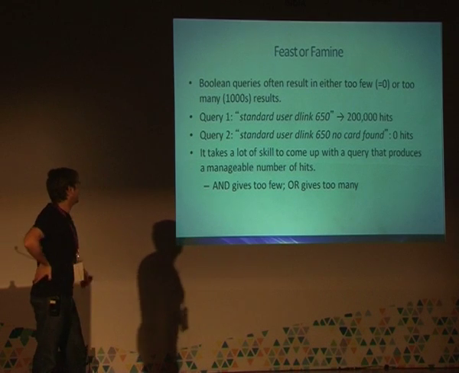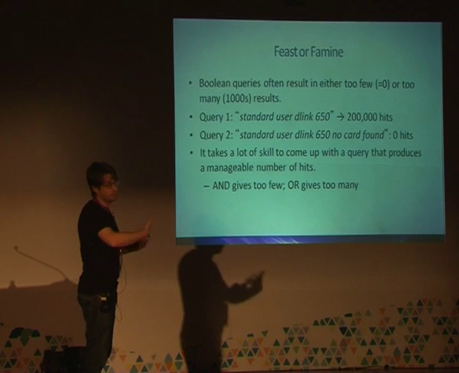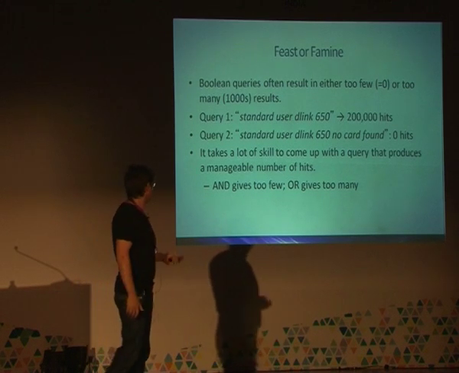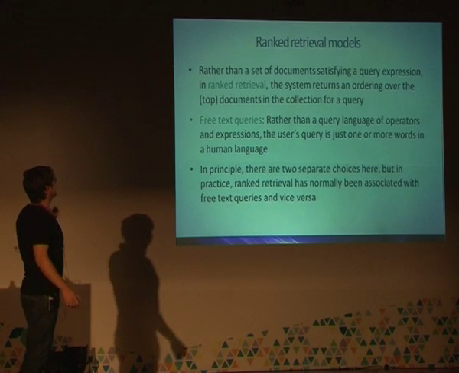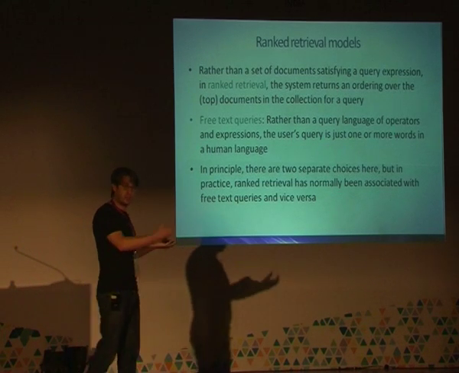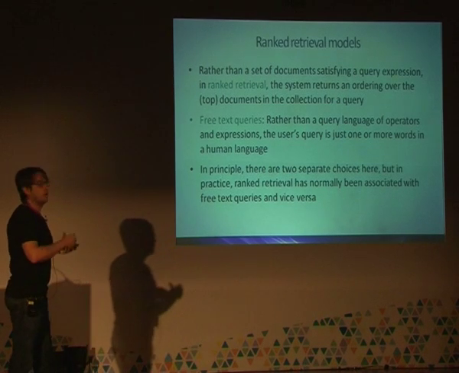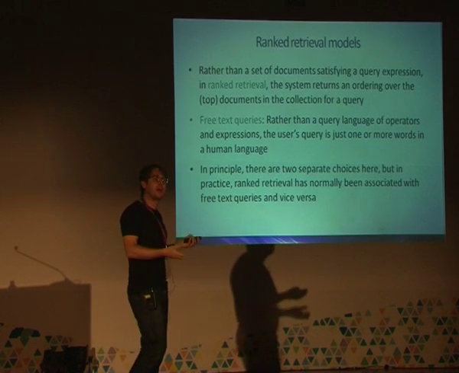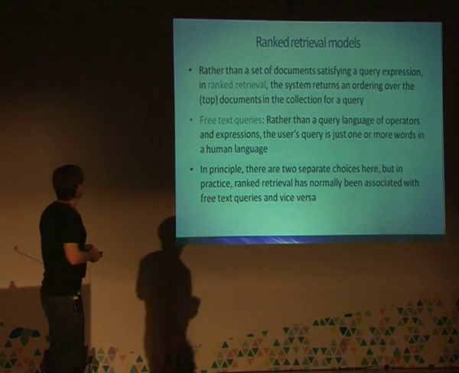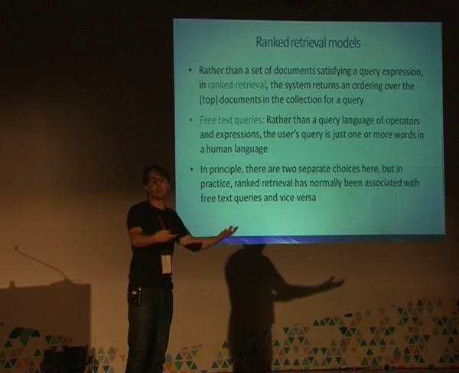It also takes a lot of skill to come up with a query that is actually reasonable to handle, like the results are reasonable to handle. So we don't want this. Right? We want rank retrieval models. So we want, instead of a set of documents that satisfy a query expression, which is this Boolean model, to order the documents. You want to say this one is actually more relevant for your query than this other one. This is rank retrieval. And this is what we expect right now when we use a search engine.